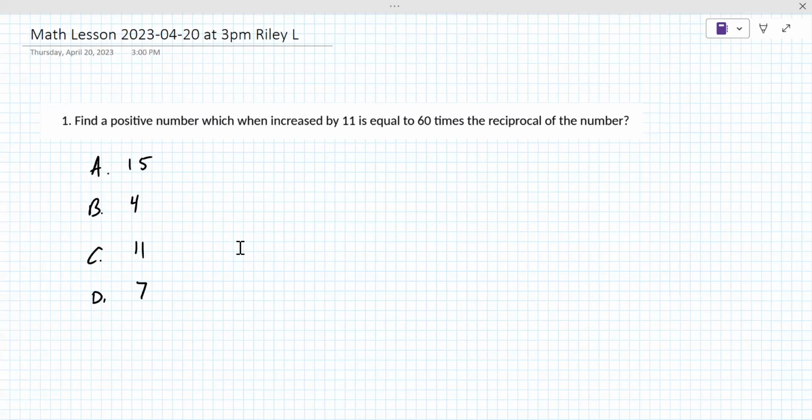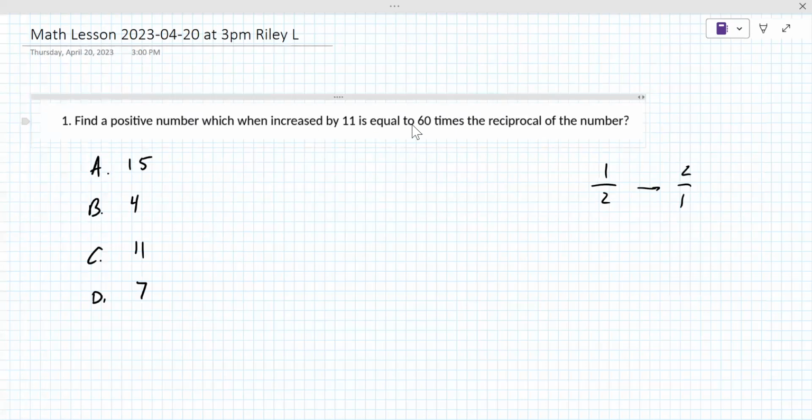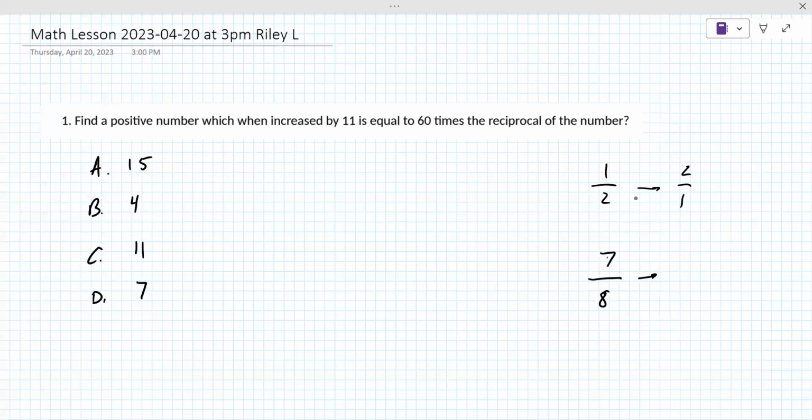What does reciprocal mean again? I forgot. The flip of the number. So like if your number was 1/2, the reciprocal is 2/1. So it has to be the opposite of the number? No, the flip. Think of it as flip. Like 7/8 becomes 8/7. That's the reciprocal.